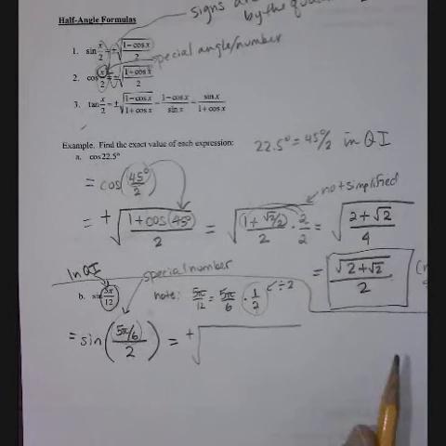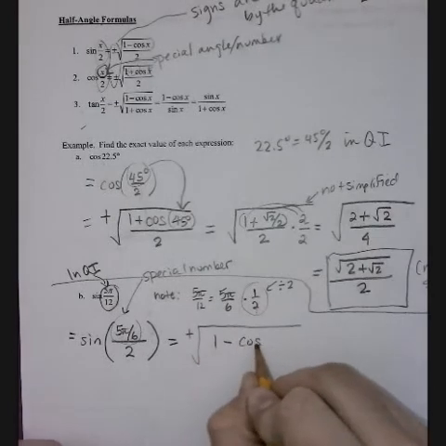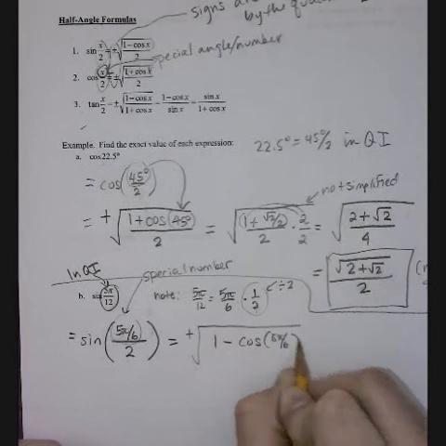Okay, so then the sine is 1 minus cosine of 5 pi over 6. So this number here is what goes in here. Sometimes people mess that up.